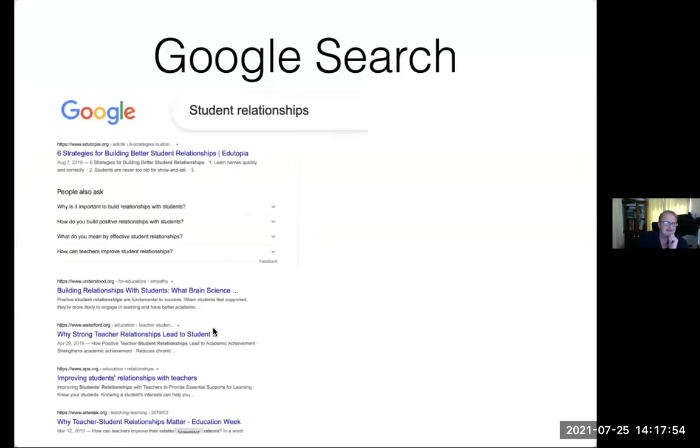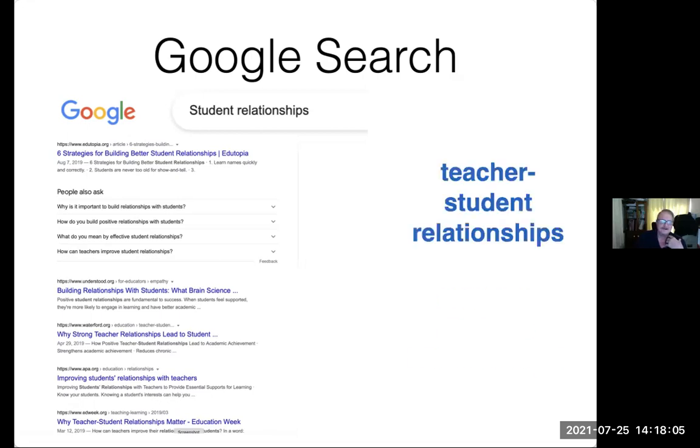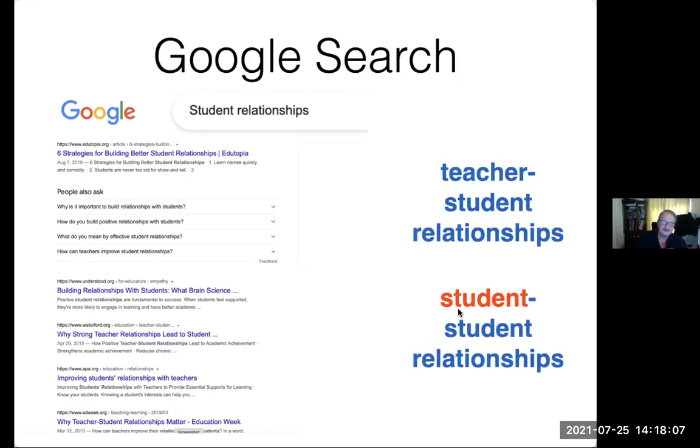And everything that came up for the first 5 pages was building relationships with students, what brain science says, why strong teacher relationships lead to student success. Again, it was all focused on the teacher. Lots of teacher-student relationships, but almost nothing on student-to-student relationships. So we've been kind of misled by our trainers because this has been omitted.